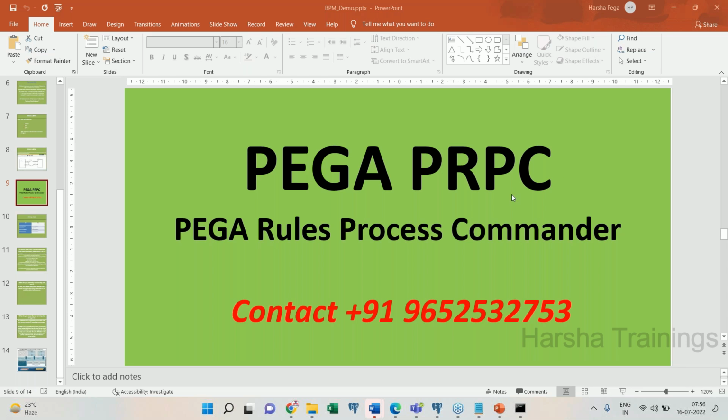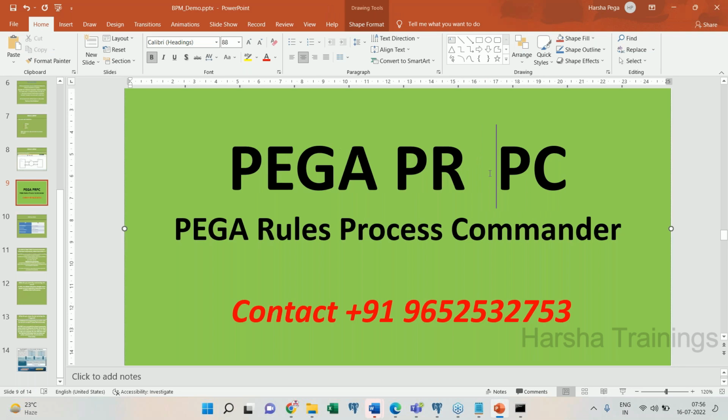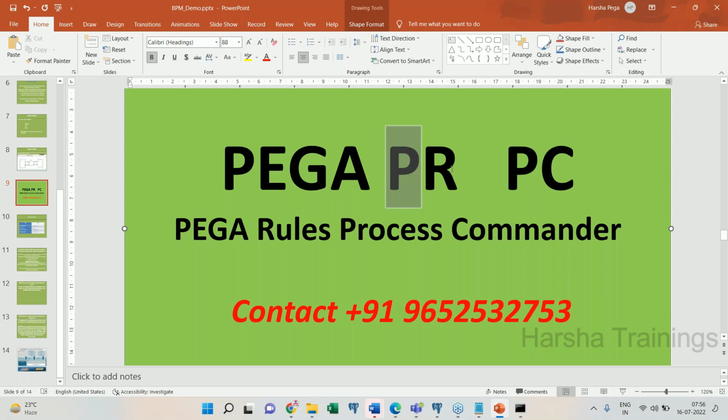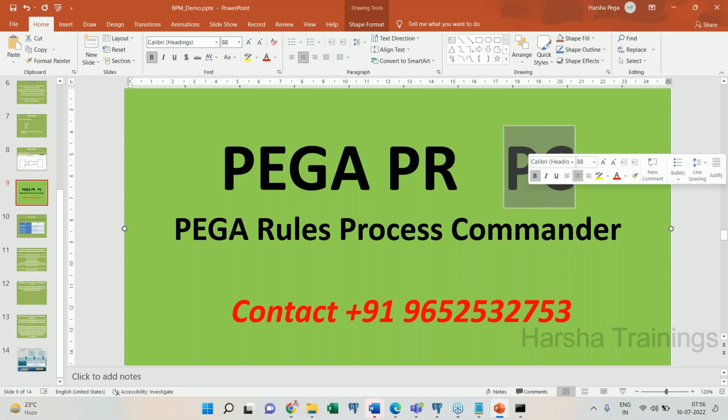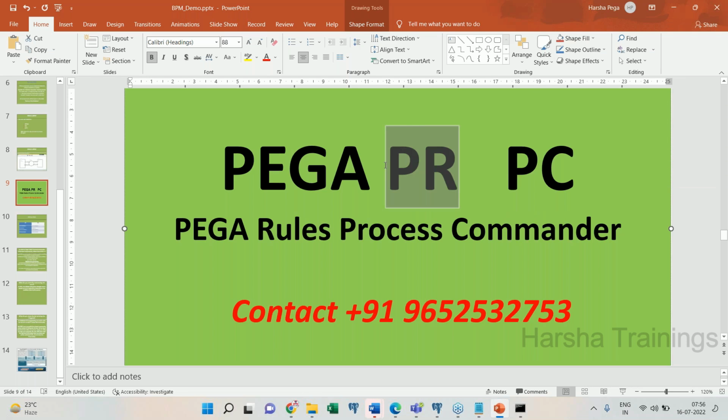Now if you divide PRPC into two parts, PR stands for Pega rules, which are stored in the rule base. PC stands for process commander, which interacts with the rule base to drive Pega rules from the rule base into its environment. That is the meaning of PRPC. Everyone clear? Make sense?